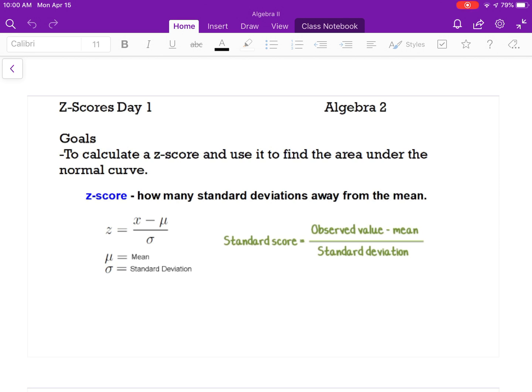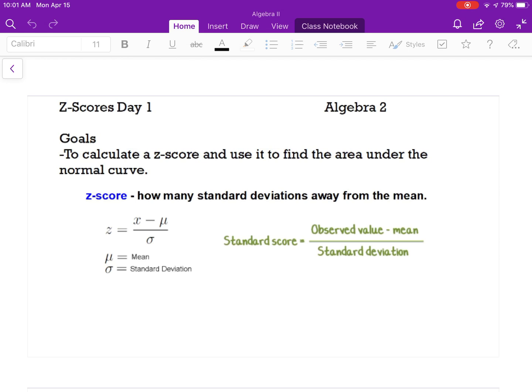Well, the Z-score is a decimal version, and it can be a whole number, but it's a number between 0 and probably around 3.5 or 4 that tells you how many standard deviations you are away from that average. And it kind of gives us an area to go along with that.